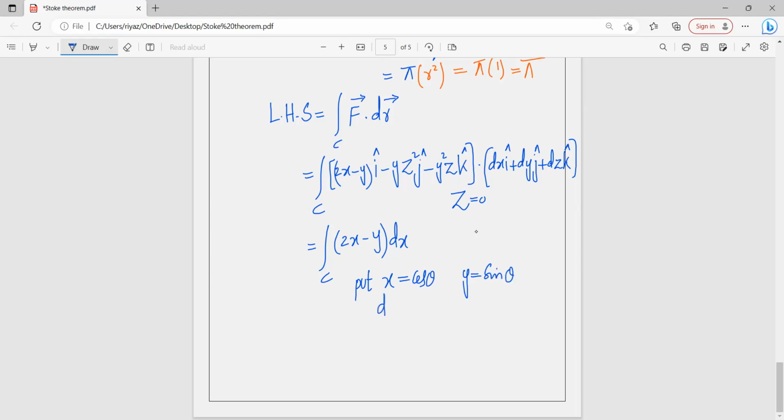Dx के लिए differentiate करो. dx is equal to, cos theta differentiation is minus sin theta d theta. And limits. थीटा के लिमिट्स क्या होते हैं सर्कल में? That's the standard limits, 0 to 2 pi. 0 to 2 pi is the circle limits. Always circle limits are 0 to 2 pi.